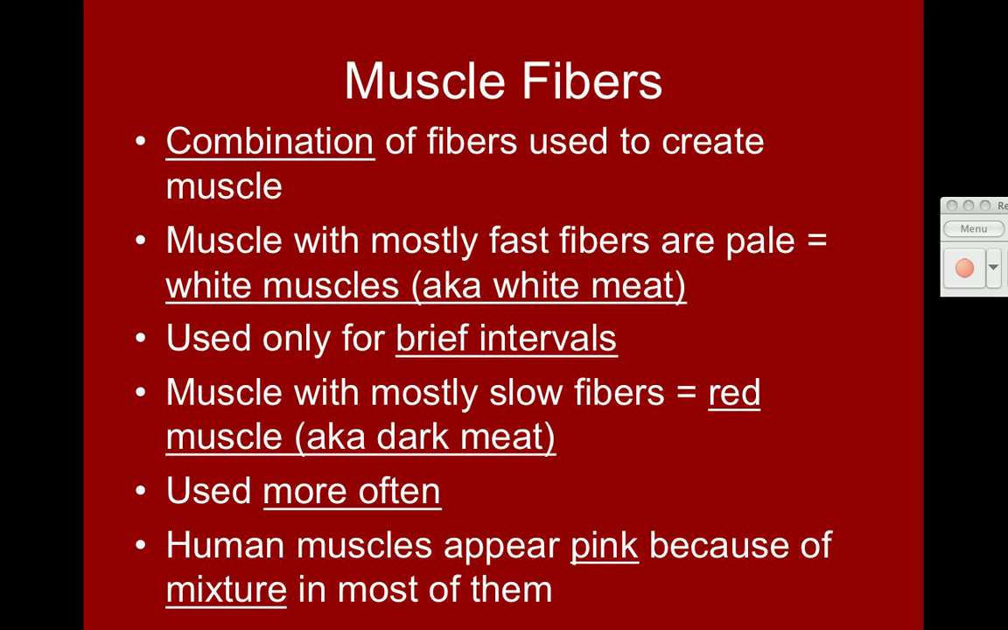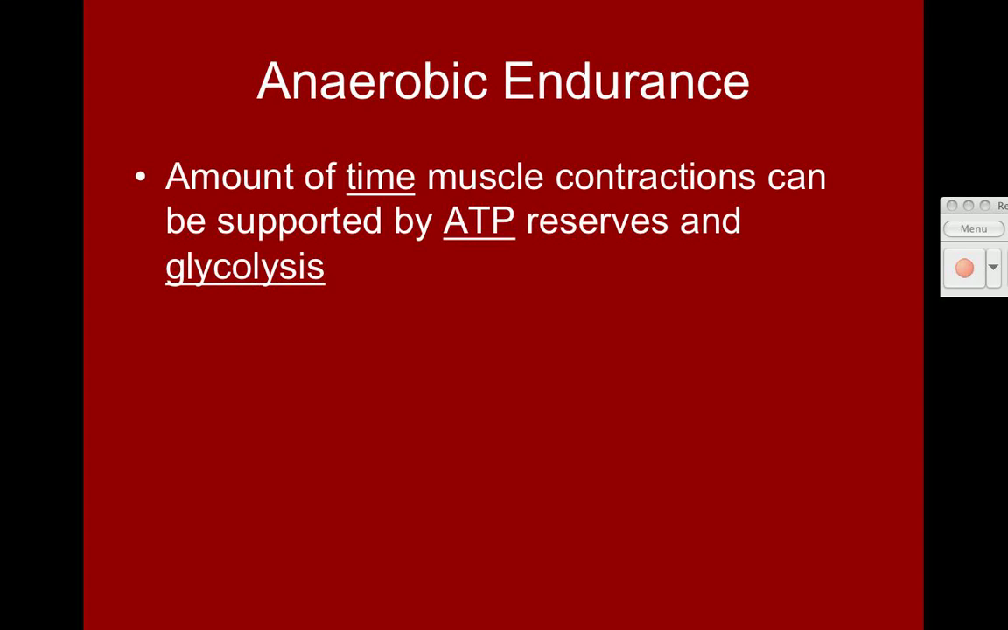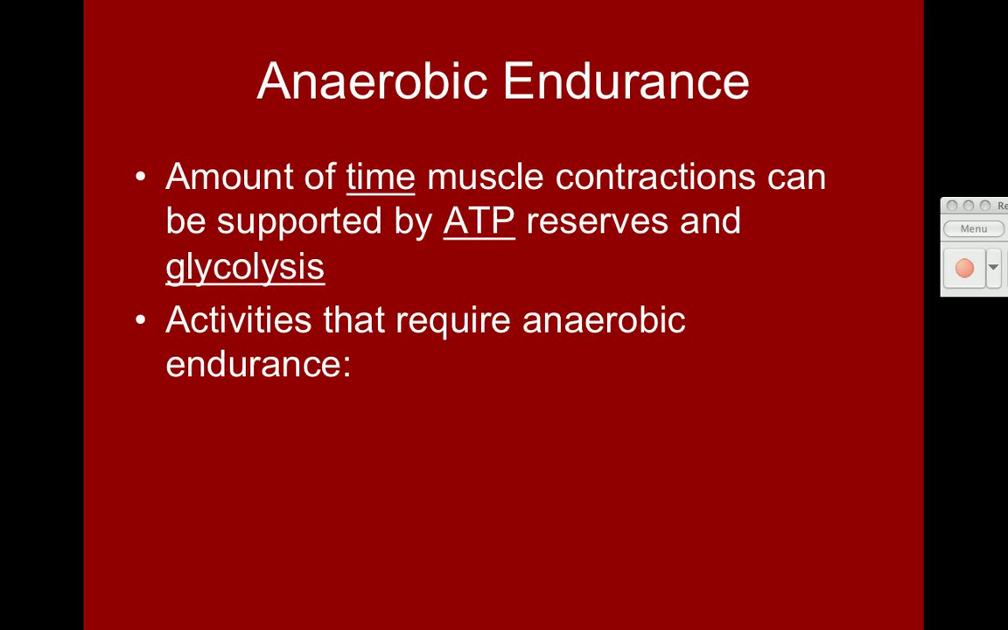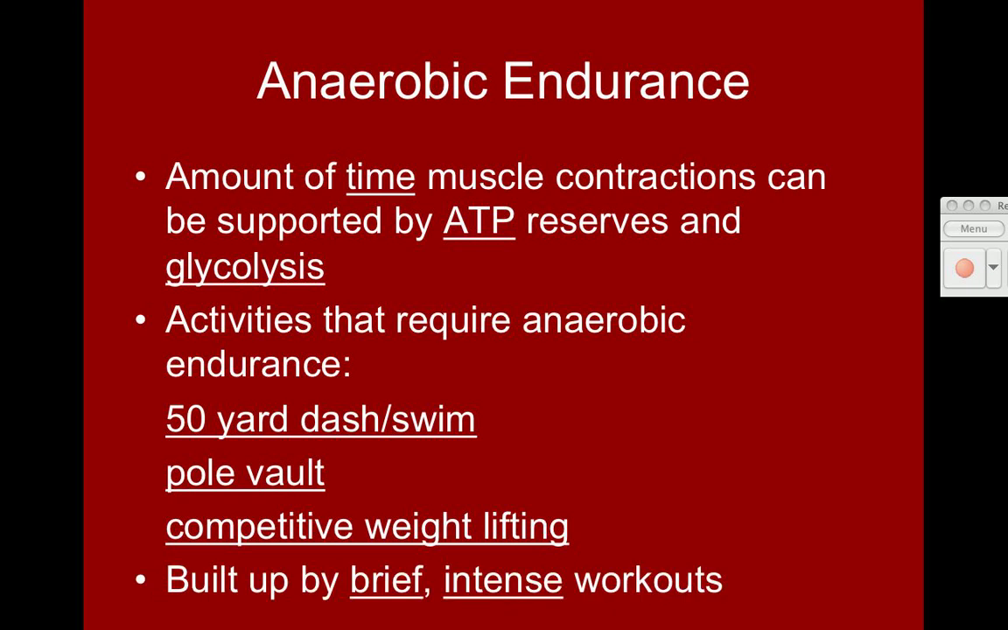Now, because of these different fibers and the different types of respiration that take place, we can relate it to certain types of athletics. Anaerobic endurance is the amount of time that muscle contractions can be supported by our ATP reserves and the process of glycolysis within the cell. Some activities that require anaerobic endurance are things like the 50-yard dash or the pole vault or competitive weightlifting. These are very brief, very intense activities, and that's exactly how you build up your anaerobic endurance. Brief but very intense workouts.